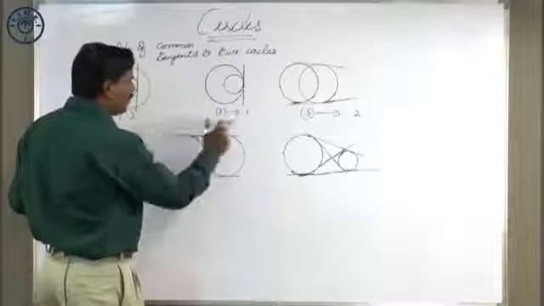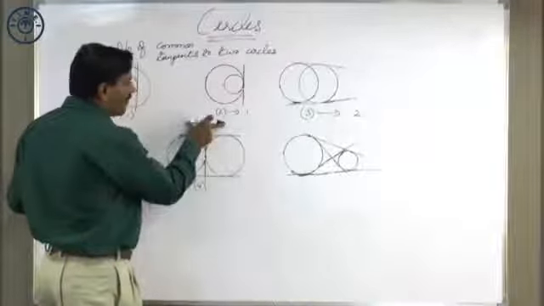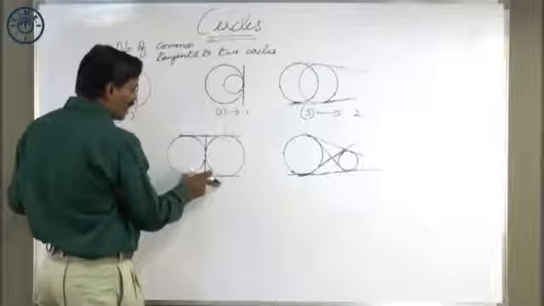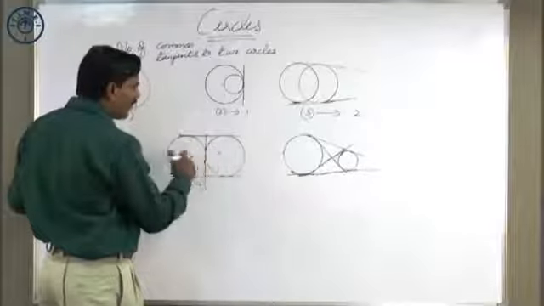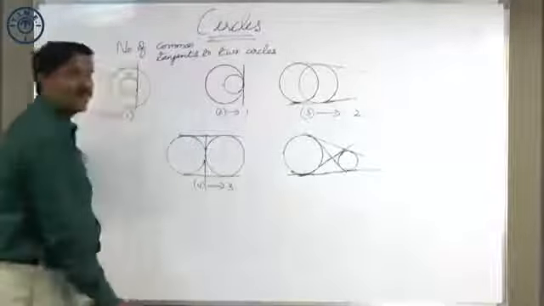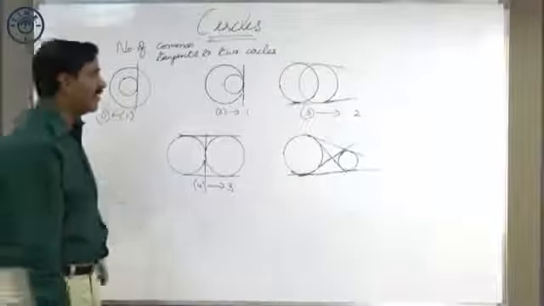We can say two common tangents which are on the same side of both the circles are known as direct common tangents, and this one in between the two circles is called the transverse common tangent. How many common tangents are possible? 3 common tangents.